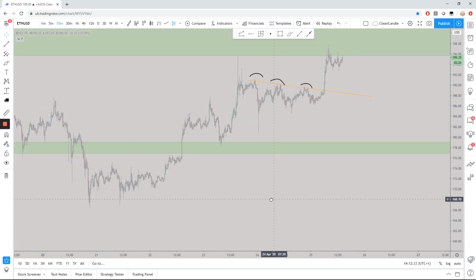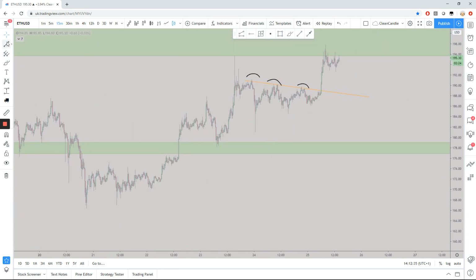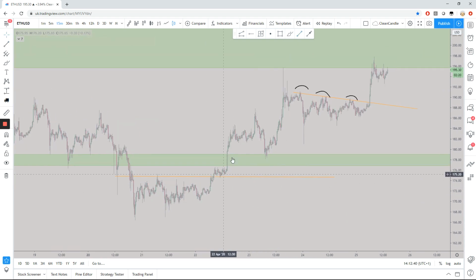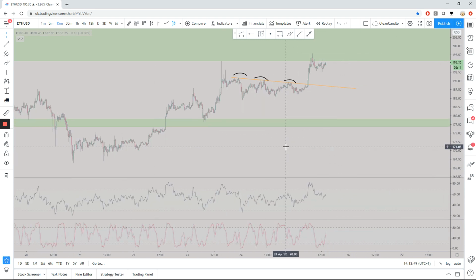So on ETH, for example, once we broke out of this region here, once we broke out of this bottom consolidation region, the trend just kicked in. The uptrend just kicked in. And all we're looking for is opportunities to join in with this. Now, there are a couple of ways of doing that.